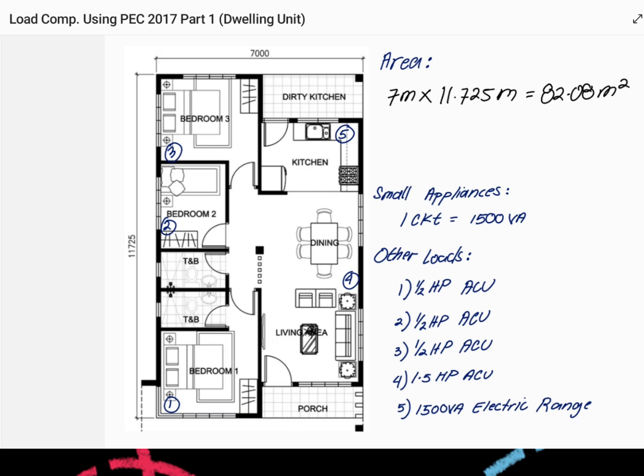Next, determine the small appliances and major loads such as air conditioning unit, electric range, heaters, and so on. For the dwelling unit, it is common to use one circuit only, which is equivalent to 1,500 VA. And also here, we have listed our major loads. For the bedroom 1, bedroom 2, and bedroom 3, we have 1/2 HP ACU. And for the dining area and living area, we have 1.5 HP ACU. And for the kitchen, we have an electric range that has a rated power of 1,500 volt amperes. Now, we can proceed for the load computation.